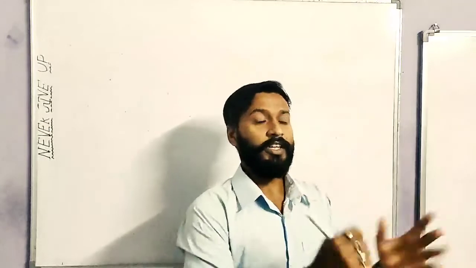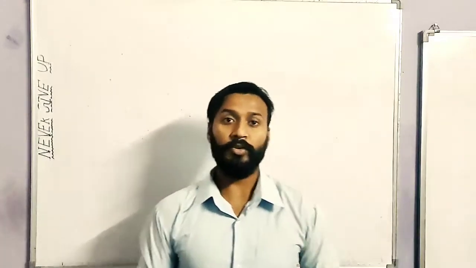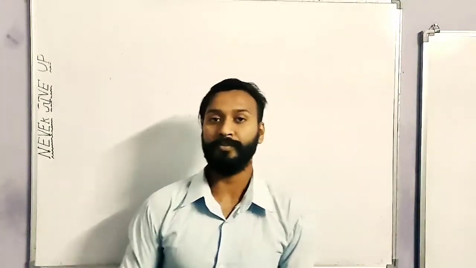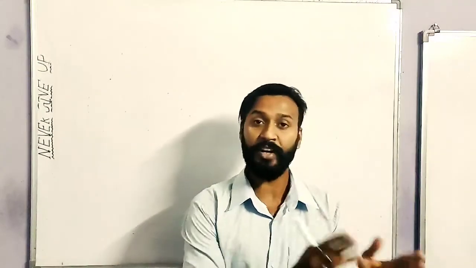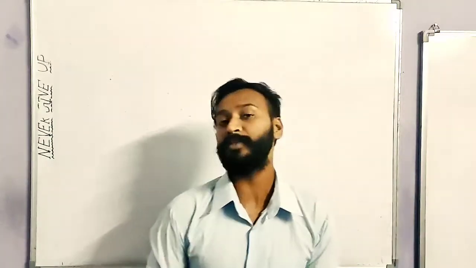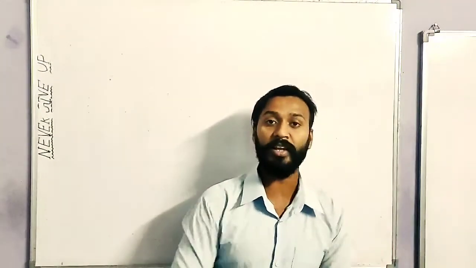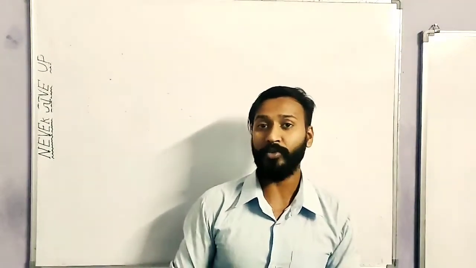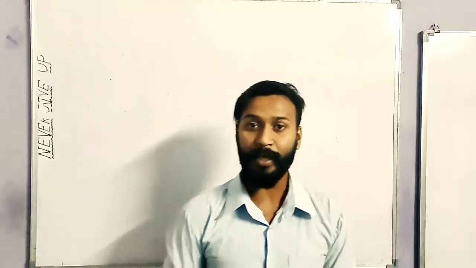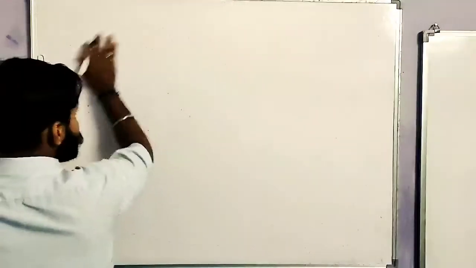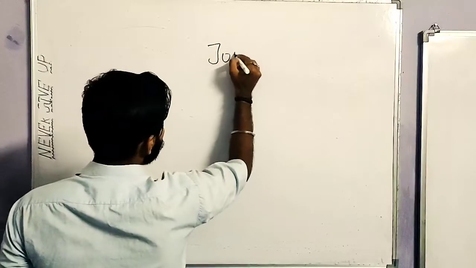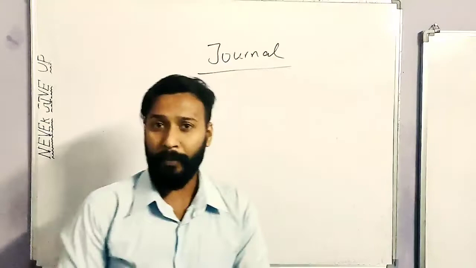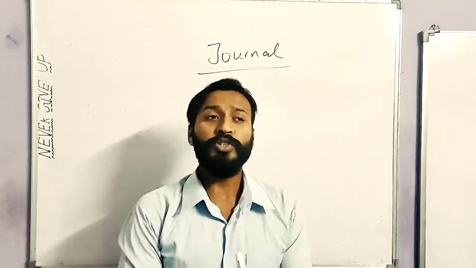So basically, as you have seen the classes of accounts for the first chapter, there is the accounting equation, and there are various terms in accountancy which you have studied in our previous classes. So today I'm here to discuss the second chapter, that is your journal. This is your journal. Journal is the first step where our accounts will start.